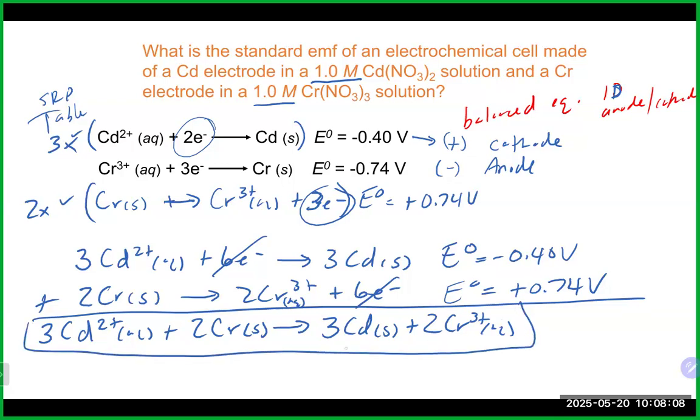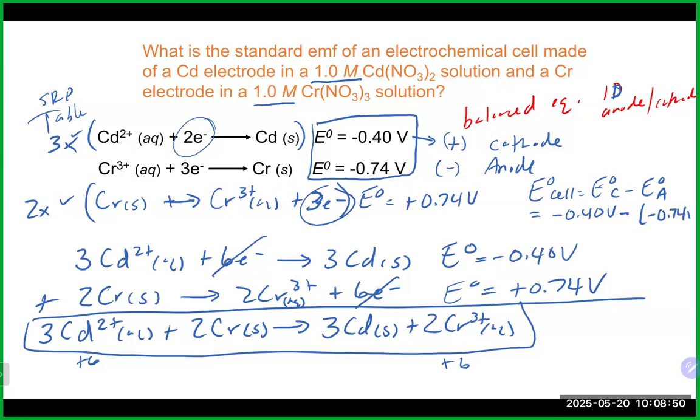Again, if you look at it, we have 3 cadmiums on each side, 2 chromiums on each side. Overall charge here on the left is actually plus 6. Overall charge on the right is plus 6 as well. So it is balanced on both sides. Now, for the E of the cell, which is really what the question asks for, you could do one of two things. You could do your E of the cell is your E of your cathode minus your E of your anode. And in this particular case, what we would want to do is actually use our original values from the table. And that would give us our minus 0.4 volts minus a minus 0.74 volts.